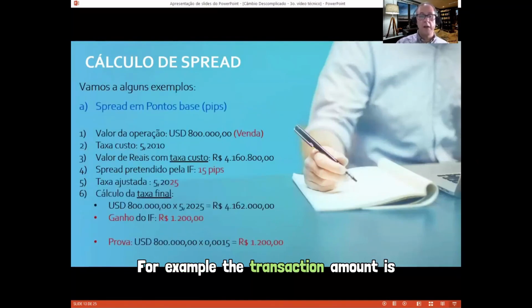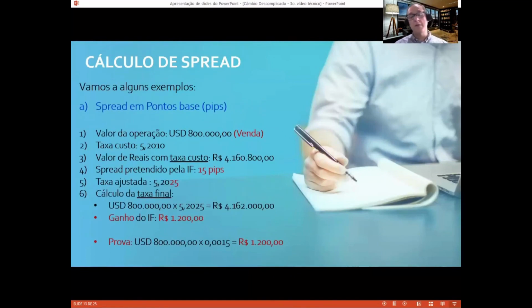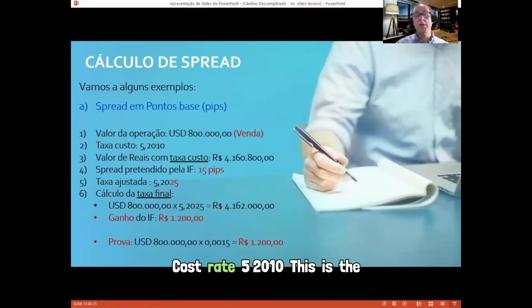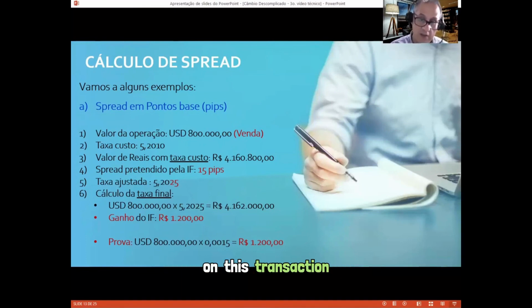For example, the transaction amount is $800,000. The bank is selling dollars. You go there and need to send $800,000 to any country like the United States. Cost rate 5.2010. This is the trader's cost rate. The amount in Reais at the cost rate is 4,160,800. So if the bank gave this rate, the bank wouldn't make any profit on this transaction.